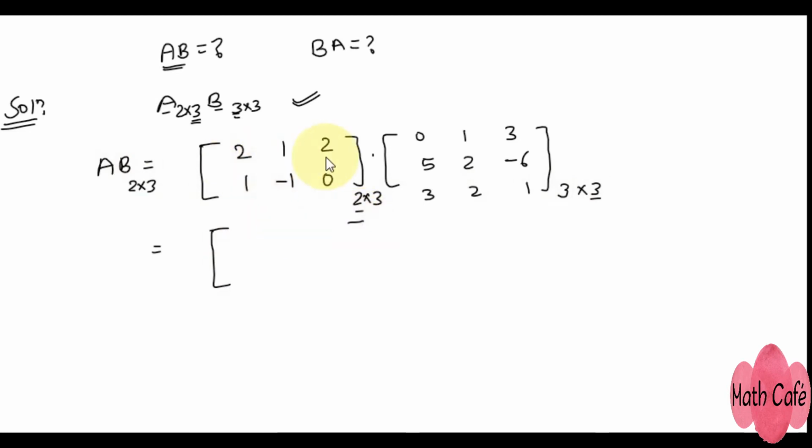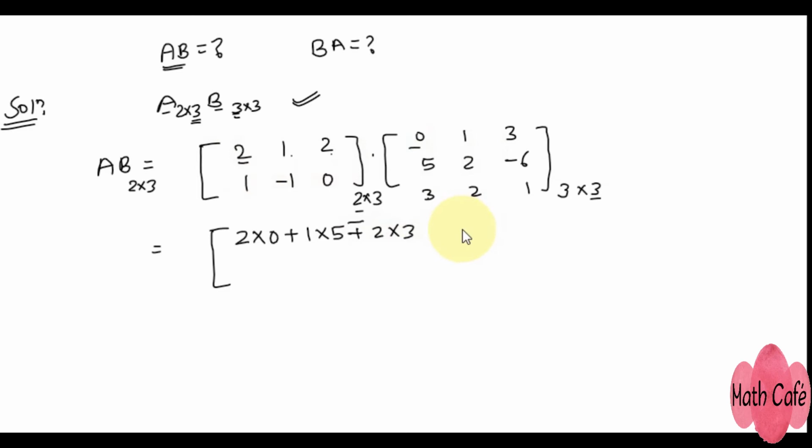So we will solve it by the row by column multiplication method. 2 will be multiplied by 0, plus 1 will be multiplied by 5, plus 2 will be multiplied by 3. Alright, this is the first element, and the first row will be multiplied by the second column.